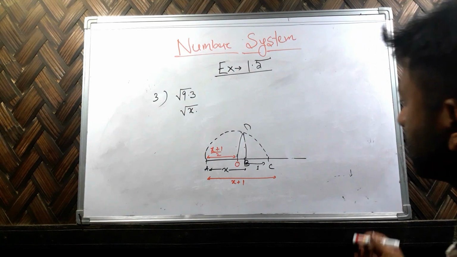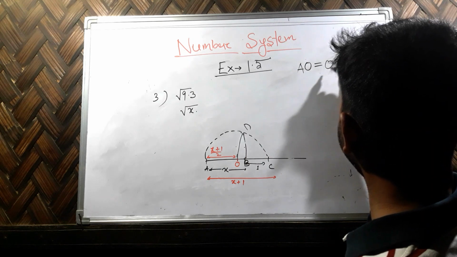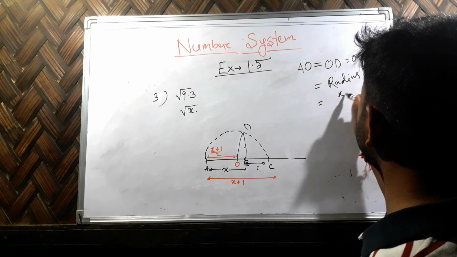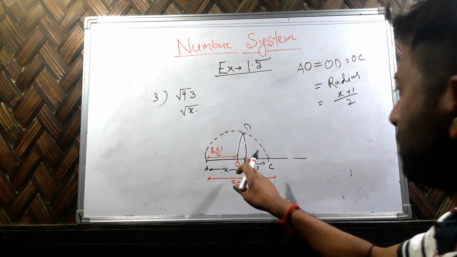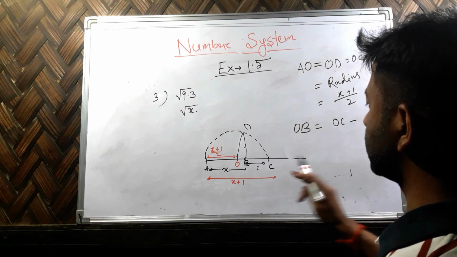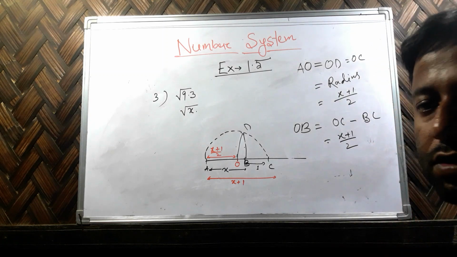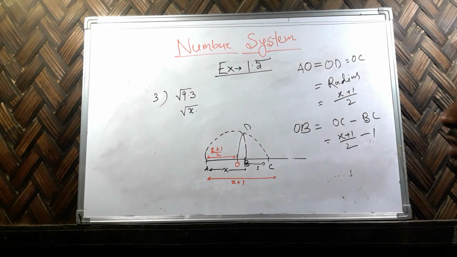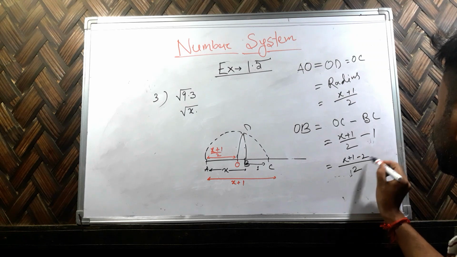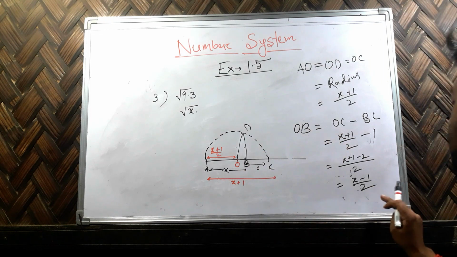Now what happened? AO equals OD equals OC, all are the same, they are the radius. And what is the value? This radius will be equal to x plus 1 by 2. And now I'm coming to OB. So OB equals how much? OB equals OC minus BC. OC means x plus 1 by 2. And BC equals 1. So when I do OC minus BC, this will be x plus 1 minus 2, that is x minus 1 by 2. That means this OB part equals x minus 1 by 2.